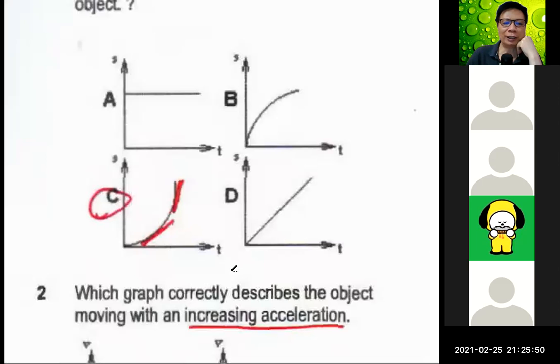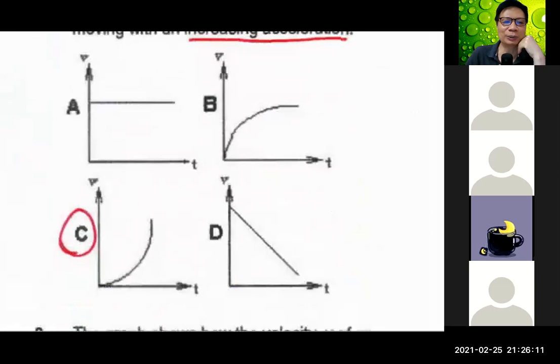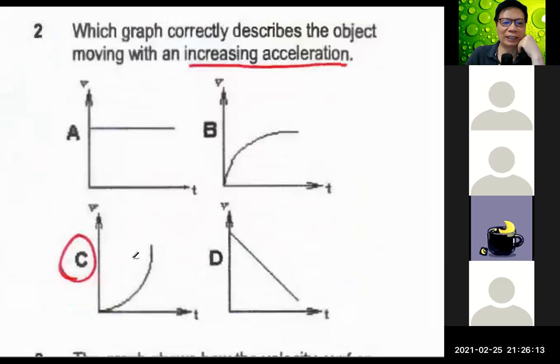Okay, now question number 2. Which graph correctly describe object moving with increasing acceleration? To answer this, Alia, please come out. Alia? Yes, sir. Alia, which one show increasing acceleration? C. C also. Yes, correct. Yes, good. Increasing acceleration is C. Okay, good.